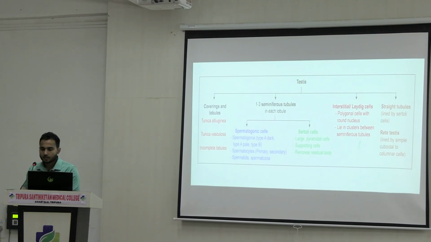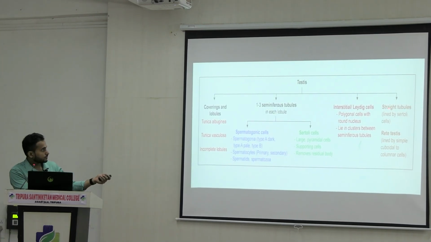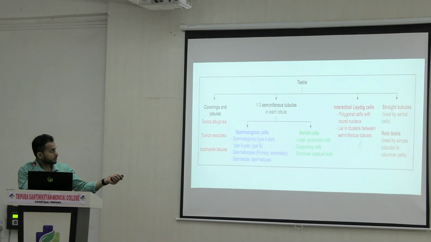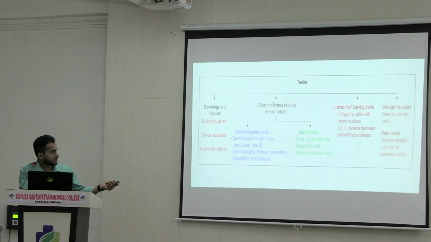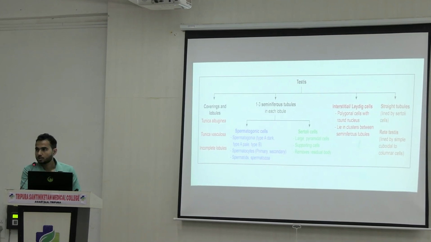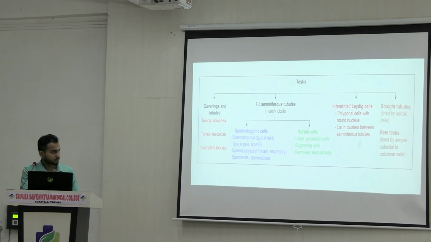Next, the straight tubules and rete testis are also tubular parts. The straight tubules are lined by Sertoli cells, so inside the straight tubules, Sertoli cells are present. But the rete testis is lined by cuboidal to columnar cells.